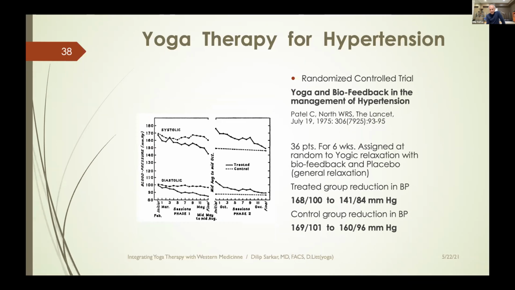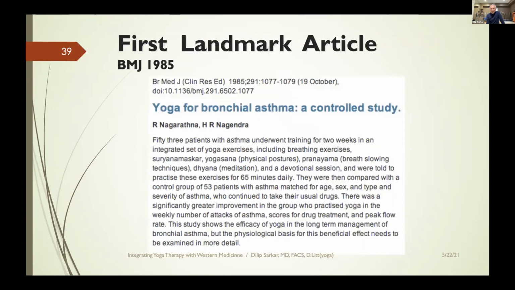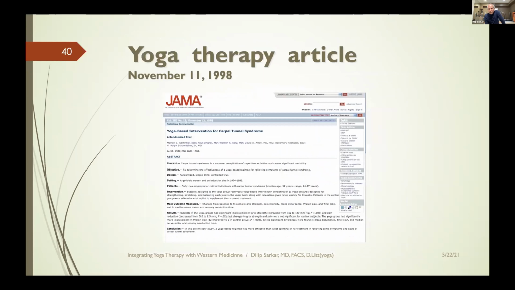It goes to 1975, same journal, Lancet, same author, showing that the blood pressure started to come down in a randomized controlled trial. I'm not going through all the studies because Sadhbir is going to go through them a little later. I'm going to give you a little flavor of how it is getting incorporated in our Western medical system. The first landmark article came from SVYASA, where Kushal got his master's degree, one of the best yoga universities today. It's Nagendra, published in the British Medical Journal in 1985, Yoga for Bronchial Asthma, a control study. Next, around 1998, JAMA, the Journal of the American Medical Association, published the article Yoga Therapy for Carpal Tunnel Syndrome.